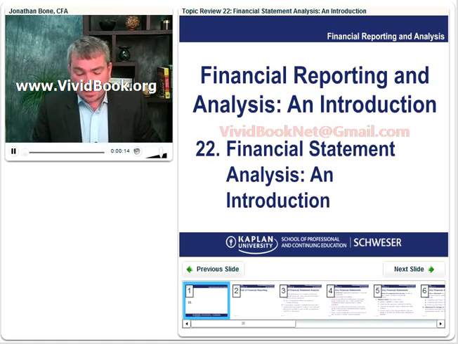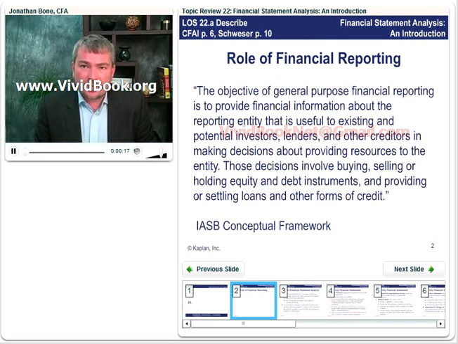Okay, our first learning outcome says describe the roles of financial reporting. What we've got here is a quotation from the International Accounting Standards Board's conceptual framework. So let's have a look at it together. The objective of general purpose financial reporting is to provide financial information about the reporting entity that is useful to, and this is the key area then, who's it going to be useful to?